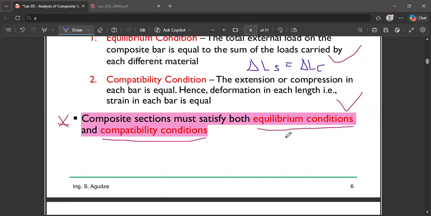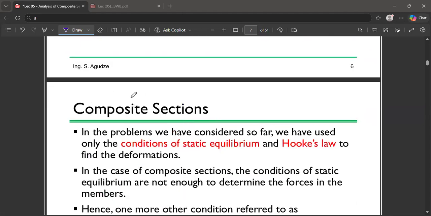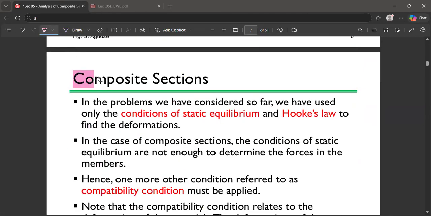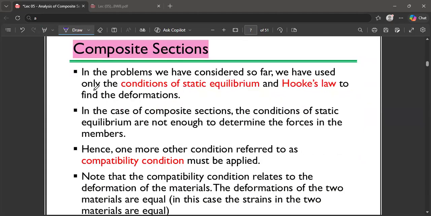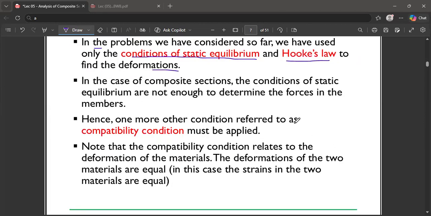All right, so let's proceed. Let's look at composite section. So in our continuation, in the problems we have considered so far, we have used only the condition of static equilibrium and Hooke's law to find the deformation. In the case of composite section, the conditions of static equilibrium are not enough to determine the forces in the members. Hence, one more condition, referred to as the compatibility condition, must be applied.